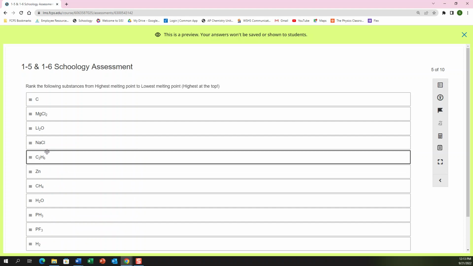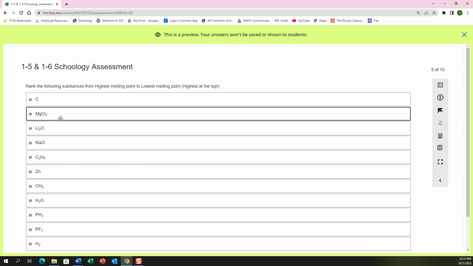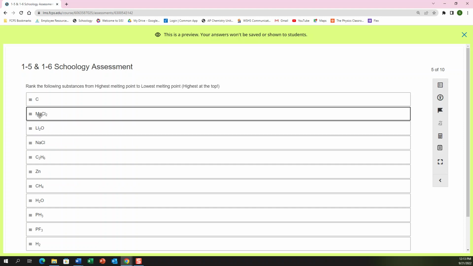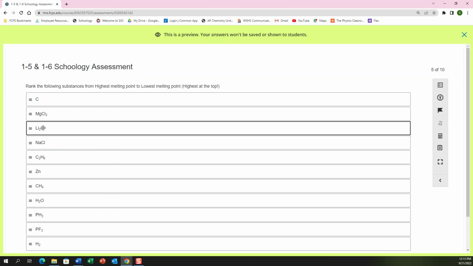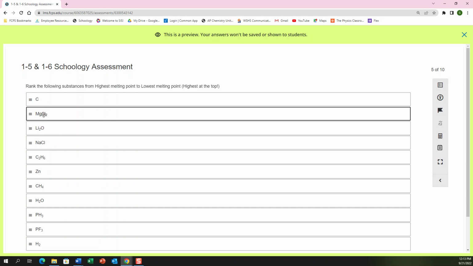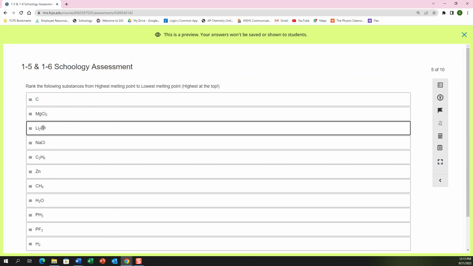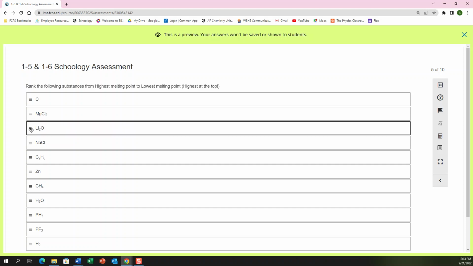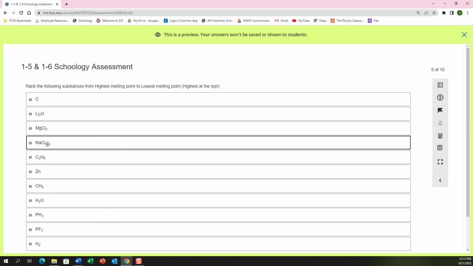So for the ionic compounds, we need to know that lithium is a little bit smaller than magnesium 2 plus, and oxide would be a little bit smaller than chloride. So this is a +1 attracted to a -2, and this is a -1 attracted to a +2. But because these two ions are smaller than those two ions, we'll move that up to the top.